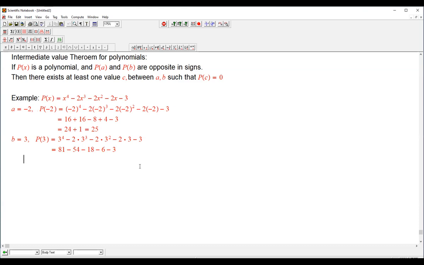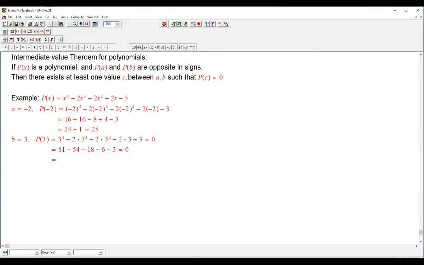Okay. What do we get? It looks like we're going to get a positive number, right? So 81 minus 54 and minus 18. So all of these together, what do we get? We actually get a 0. Isn't that interesting?